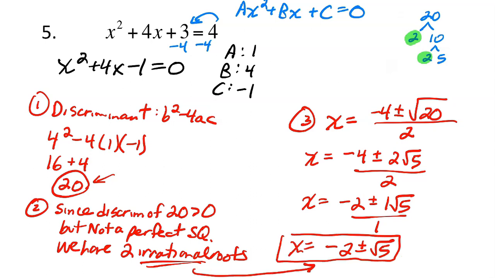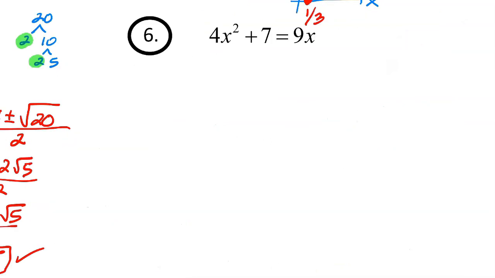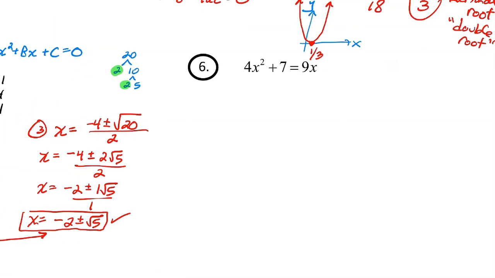Notice the square root of 5 can't be simplified down to whole numbers, so that's why we get 2 irrational roots. It helps some students just to find this answer, and then you can kind of go backwards and say, okay, now that I have the answer, what type of roots are these? Are they rational or irrational or imaginary? Number 6 is try this. You can do that on your own.